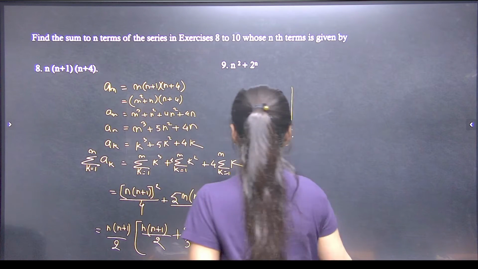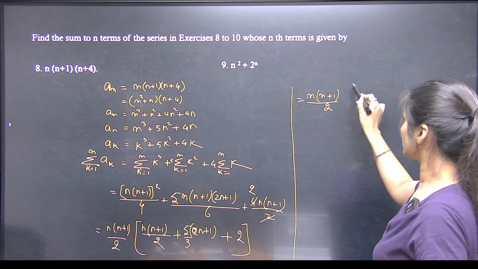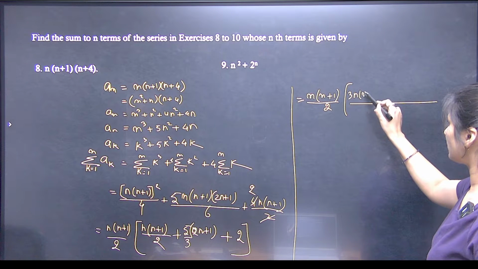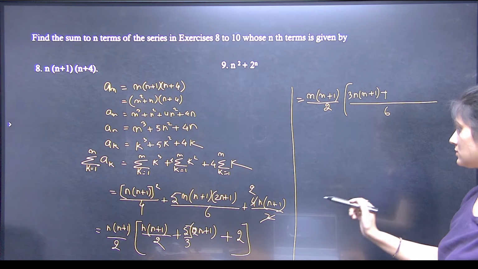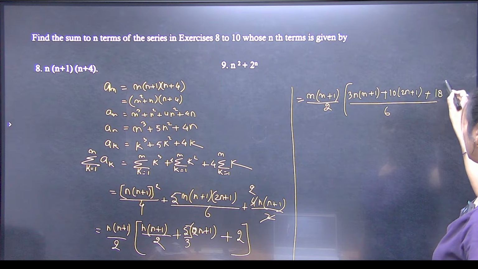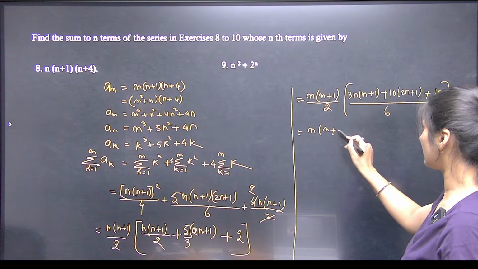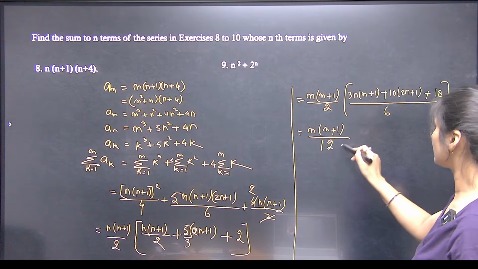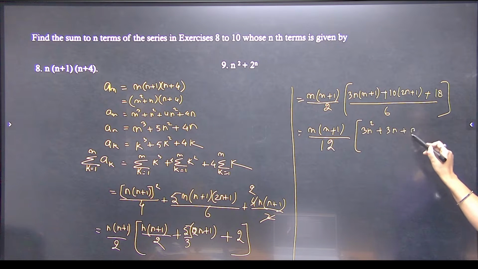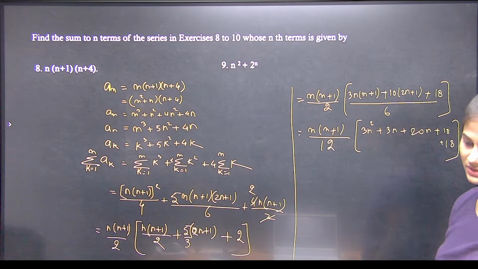So let's solve it. So in the next step what we have, (n plus 1) by 2 and here we have 6. Okay, 6, so it is 3(n plus 1) plus 10(2n plus 1) and then we have 18. Okay, so it is (n plus 1) by 2 into 6 is 12 and then we have 3n square plus 3n plus 20n plus 10 plus 18.